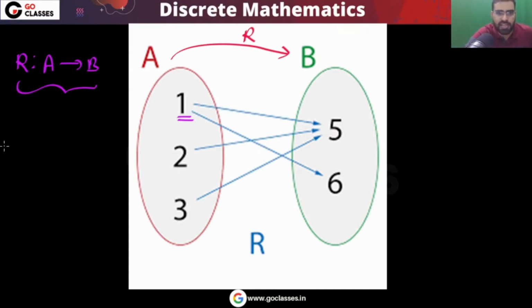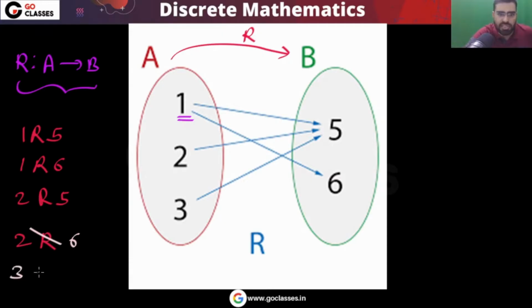Like this one, I can say that 1 is related to 5 under this relation R. You can notice 1 is related to 6 under this relation R. 2 is related to 5 under this relation R. You can notice that 2 is not related to 6 under this relation R, so what we do is put a cross here, like this. So it means that 2 is not related to 6 under this relation R.